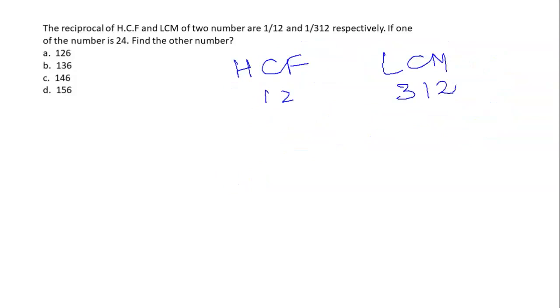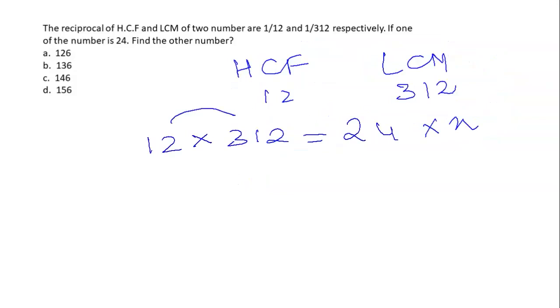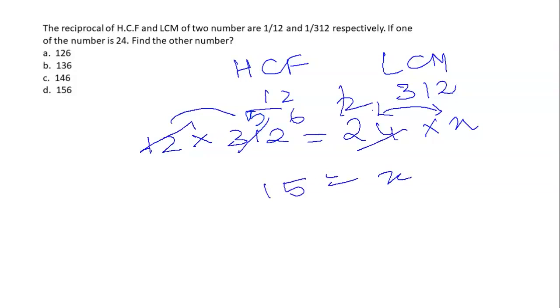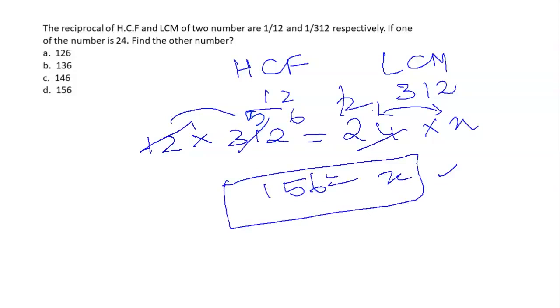Now one of the numbers is 24. So 12 times 312 should be 24 times the other number, correct? Because we know that when we multiply HCF and LCM, we get the product of the two numbers. When one of the numbers is 24, the other number is 156. So the answer is 156. Clear? Is this clear? Yes. Let's get on to the next question.